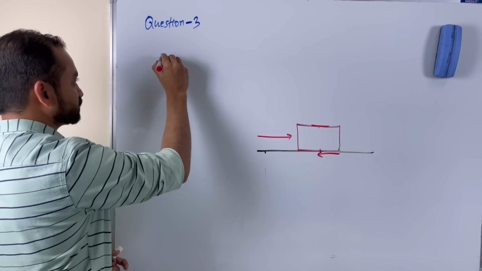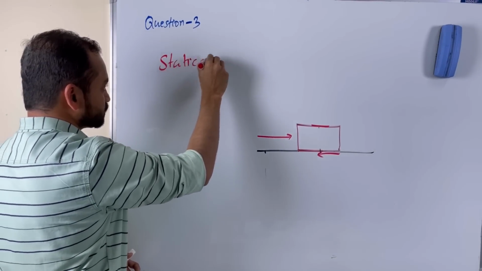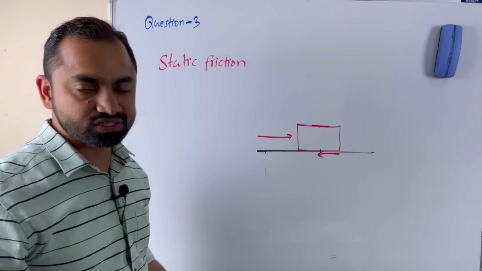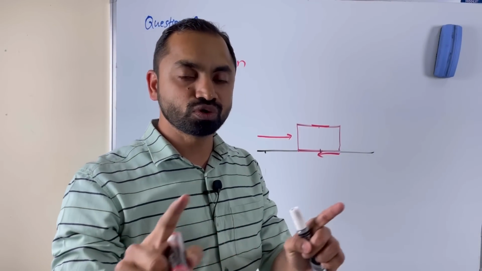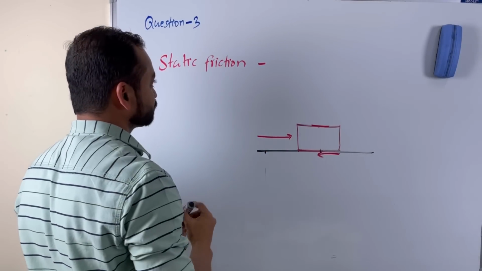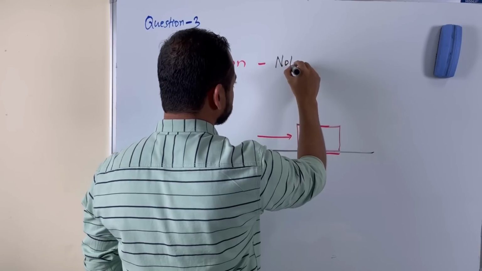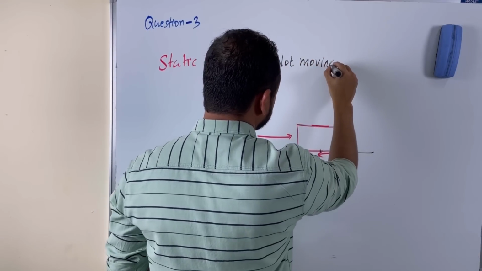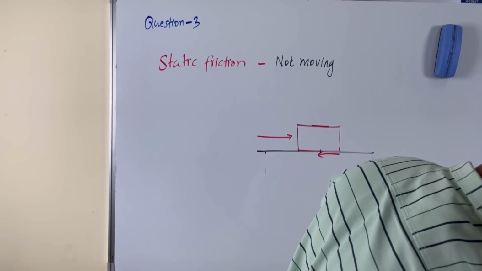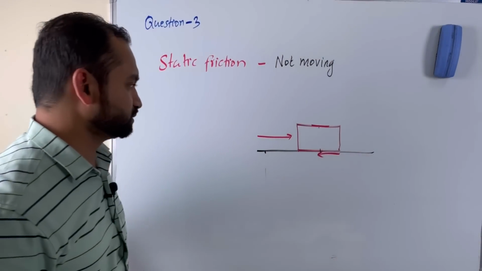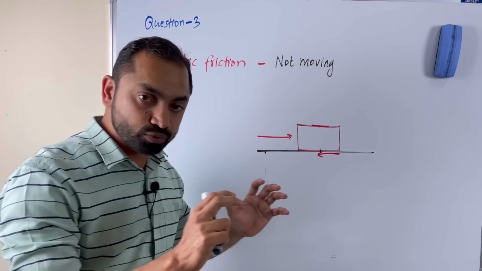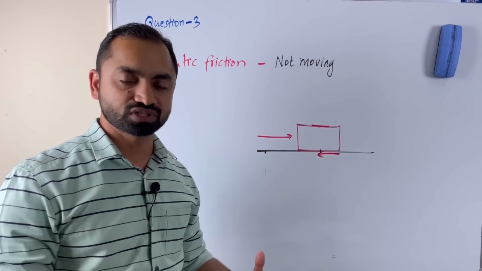is called static friction. So what is static friction? Static friction is the friction acting when the object is not moving. So when the object is not moving, the friction acting is called static friction. Now you are increasing your applied force. You are pushing harder. When you push harder, the static friction will also increase.